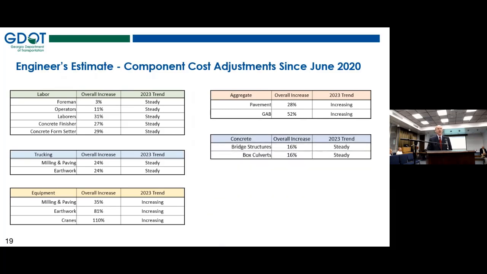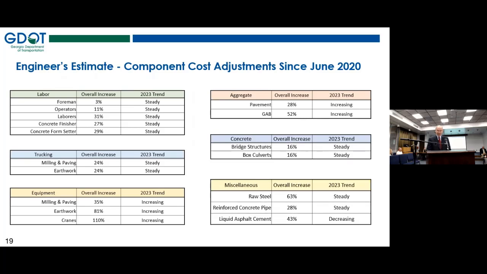Similar, this is the concrete purchased at the batch plant. So this is concrete used in bridge structures and box culverts. And you can see the increase in there is the same. And once again, on the third column, this is just our opinion on how this is going in calendar year 2023. The last slide has some miscellaneous items.